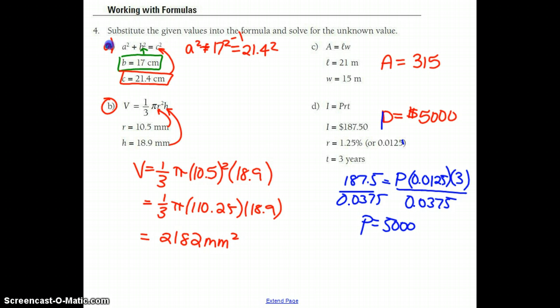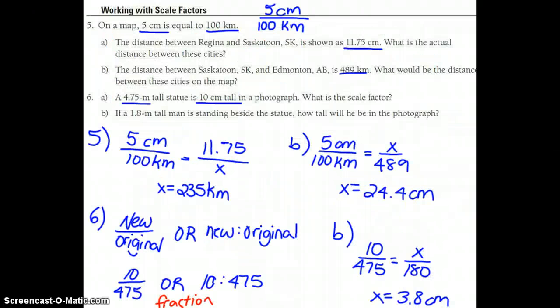You can go ahead and subtract the 17 squared from both sides. So we get a squared equals 21.4 squared minus 17 squared. Finish that up and you'll get a equals approximately 13. Go on and try the rest of these and make sure you get the same answers that I did.